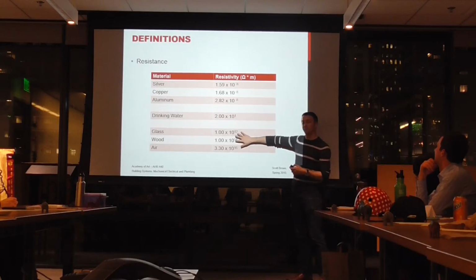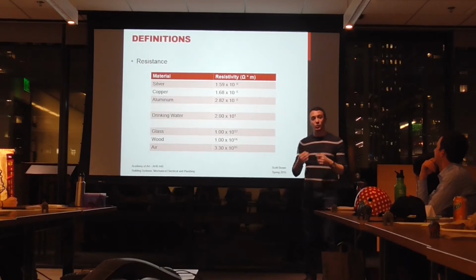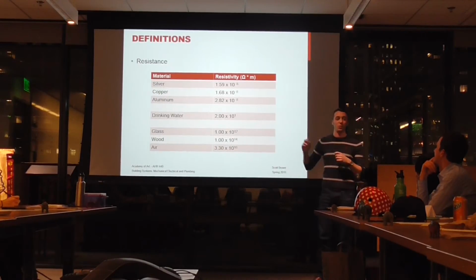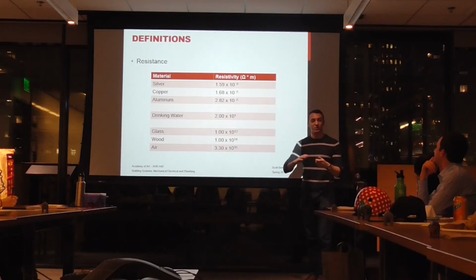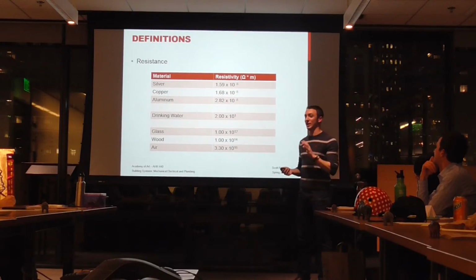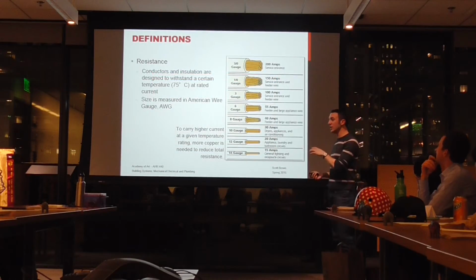The chemicals with very high values, glass, wood, and air, are good insulators because they do resist. Current does not want to flow through air or glass. So if you put an air gap or cover something with glass, the electricity is not going to move through there. So that makes a good insulator, a good barrier to prevent electricity from moving places.